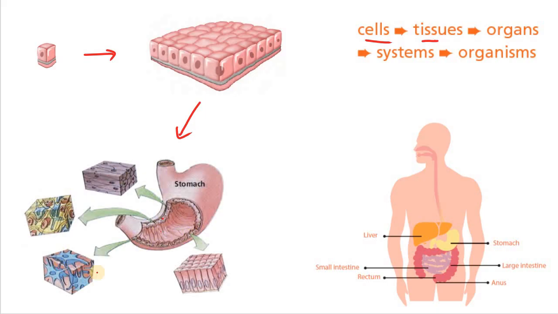are made up of different types of tissues. See over here, different types of tissues. And all these different types of tissues, they make the organ. And different organ systems, you see over here, they make us an organism.